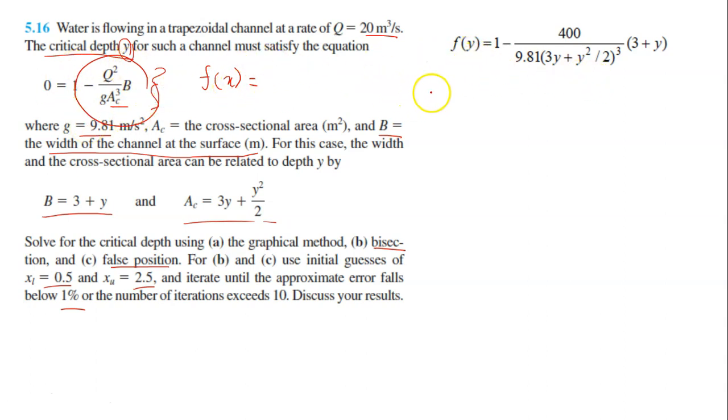So in this case, it's not x, it's y. Your fy equals to 1 minus 400, which is from this Q squared, meaning 20 squared. So this is 20 squared, alright? Divided by G, 9.81, and this one is AC, this. And B is 3 plus Y. So this will be your starting equation for both bisection and false position.